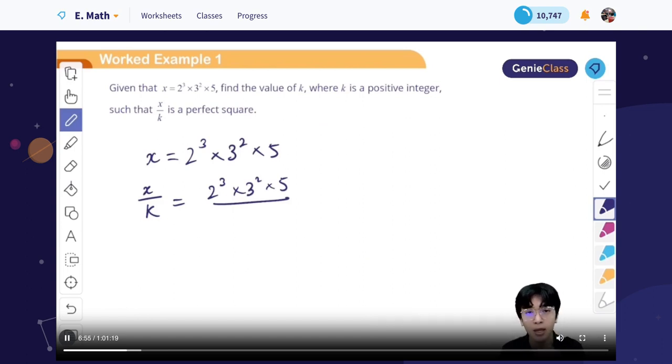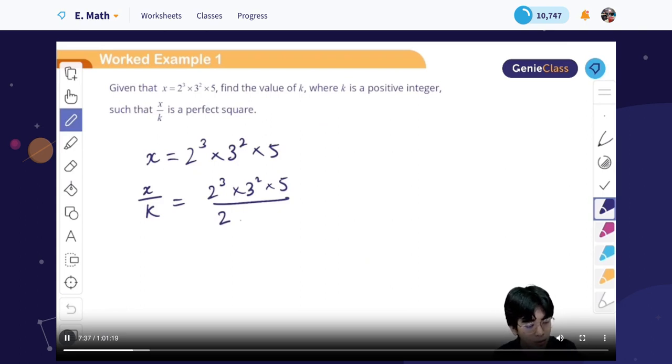You have to look at each of the factors and divide such that you remove factors. If you look at 2 cubed, to make it a perfect square, I have to divide by 2. I'll get 2 squared, which is a square. How about 3 squared? I don't need to divide by anything, because it's already a square. And last but not least, this 5 is power 1. How do I make it even? I have to divide by 5, which makes it power 0.